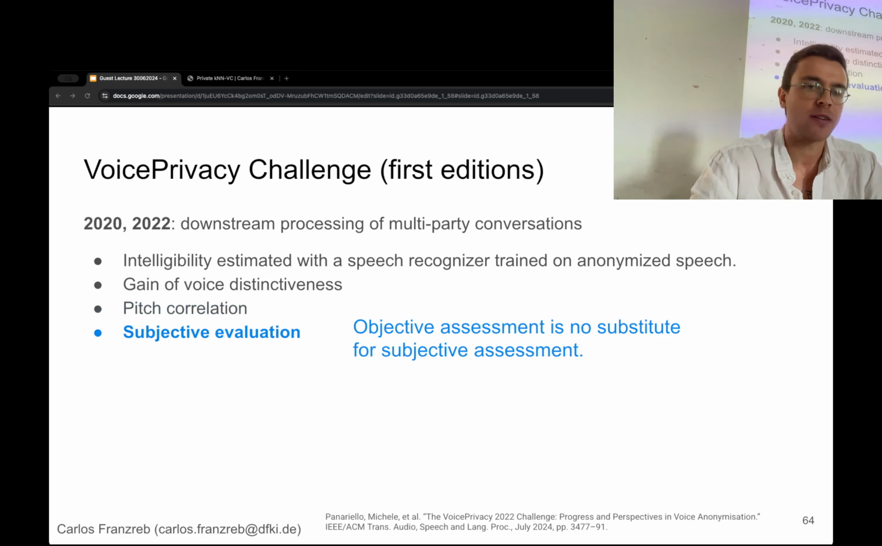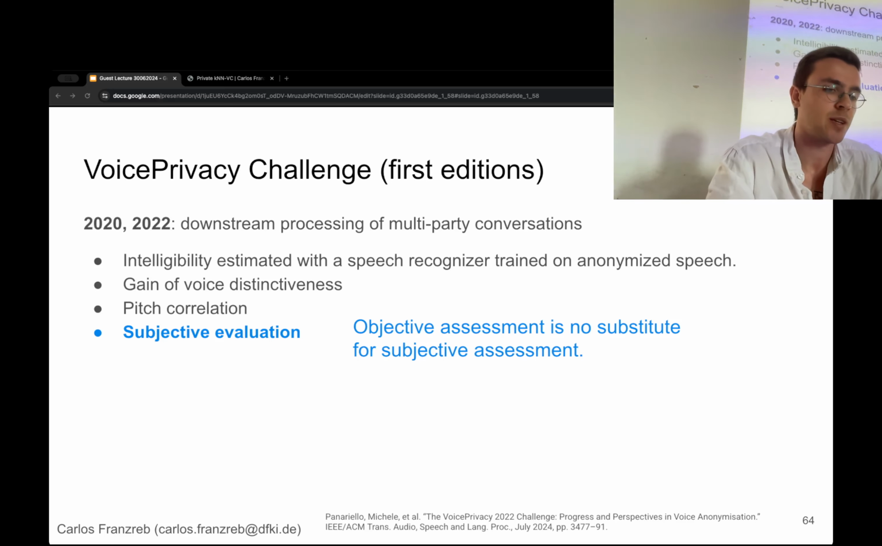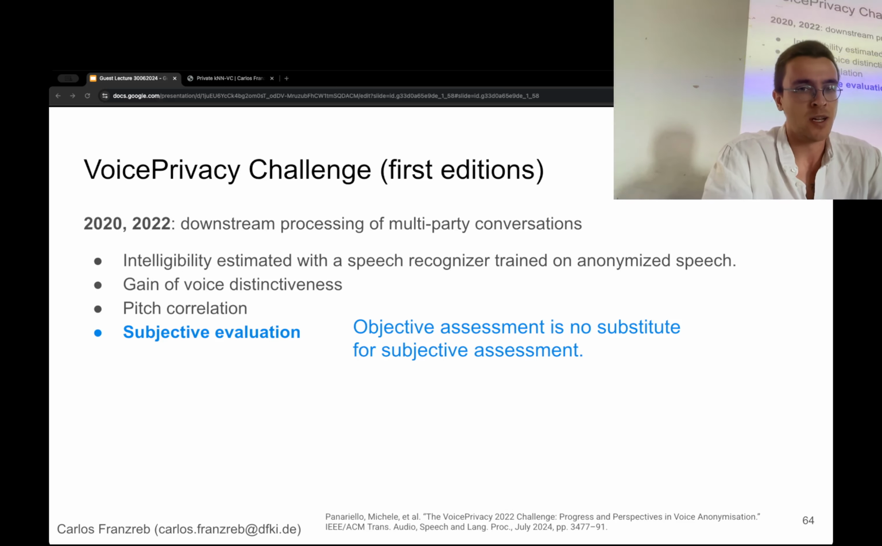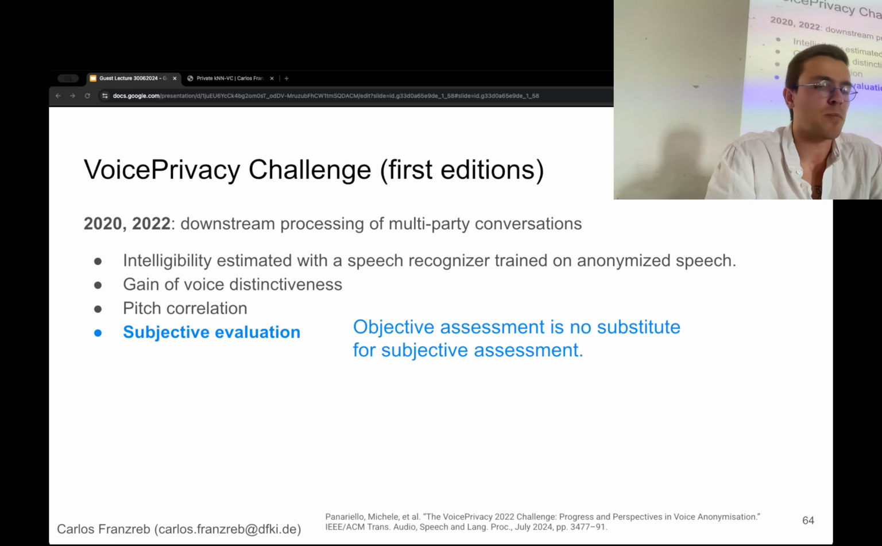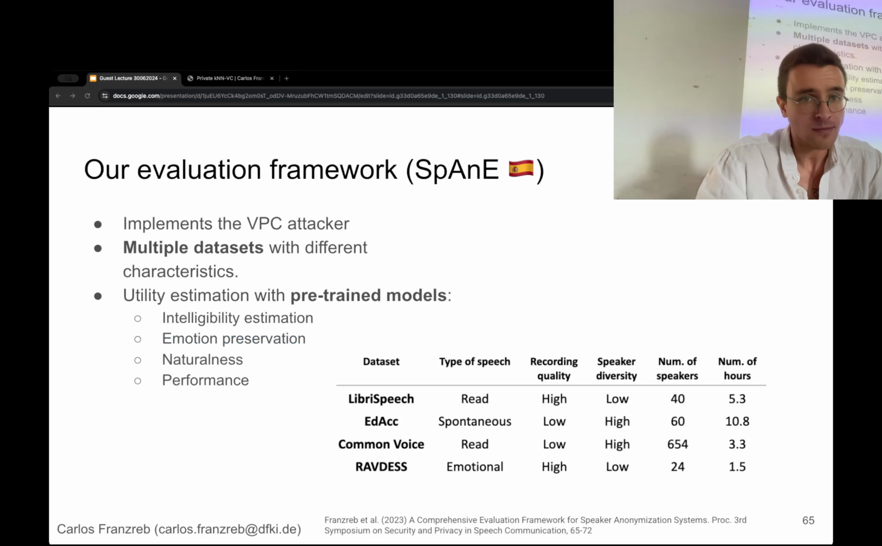And then in the subjective evaluation, they showed that there are huge disparities between the subjective and the objective evaluation results. So they ran intelligibility, for example, and the systems that scored very high intelligibility in the objective evaluation were not as good in the subjective evaluation. So there is very little correlation between both, highlighting the need of still running both kinds of evaluation. Yeah.